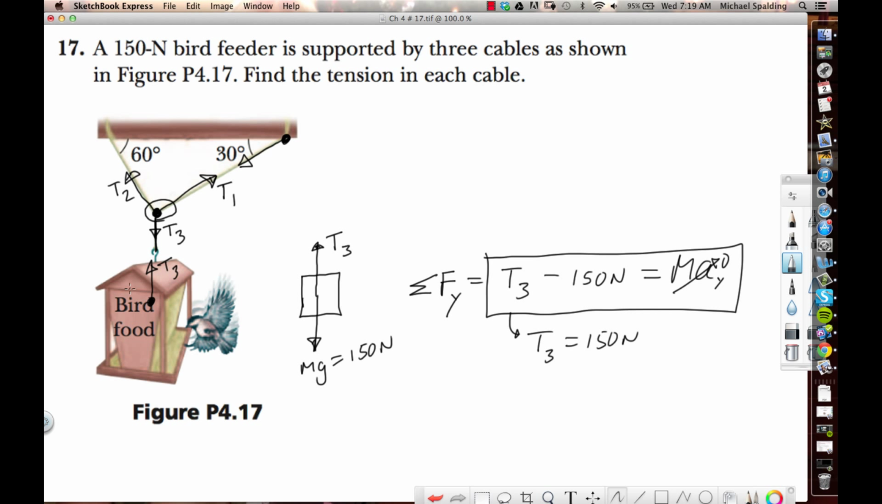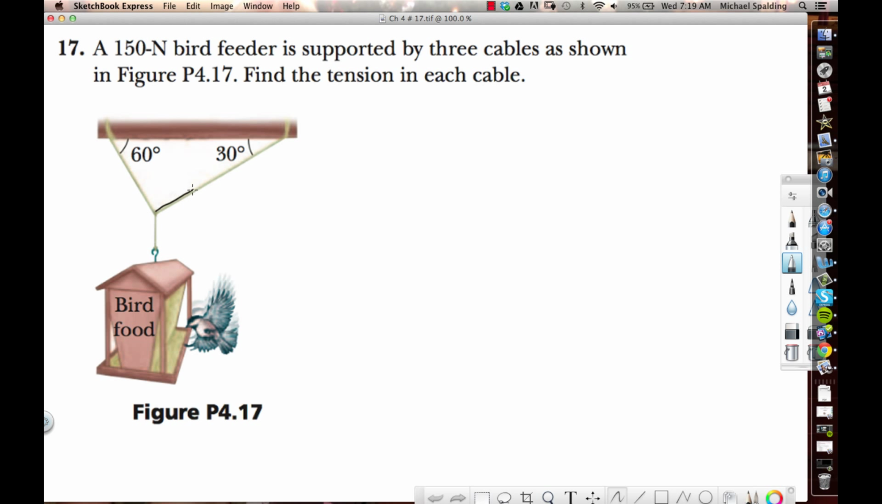Okay, now, how do we get T1 and T2? Well, what point are we going to focus on? If we're trying to find T1 and T2, which point do we need to focus on? So here we have T1, here we have T2. We're going to focus on what point? Right here. Why does that make sense? Why are we going to focus there? Because that's the point where all three ropes come together, right? So let's do a free body diagram for that point.